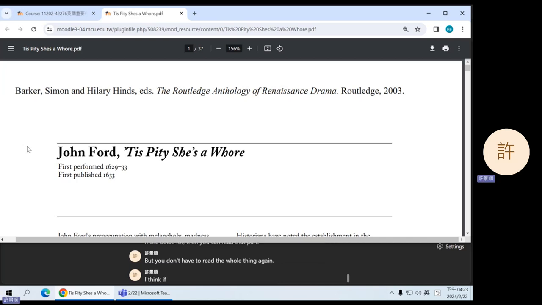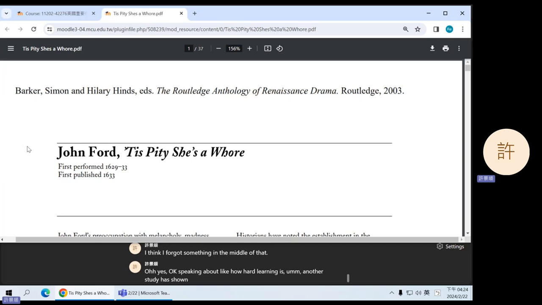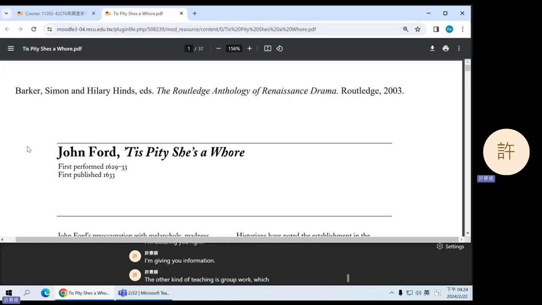I think I forgot something in the middle of that. Oh, yes. OK, speaking about how hard learning is. Another study has shown that... It compared two kinds of teaching. One is lecture, like right now I'm lecturing you, right? I'm giving you information. The other kind of teaching is group work, which we're going to do starting next week, right? You give a question to some students, they come together, they talk about it, they come up with an answer. The study showed that students felt like they were learning more from the lecture.